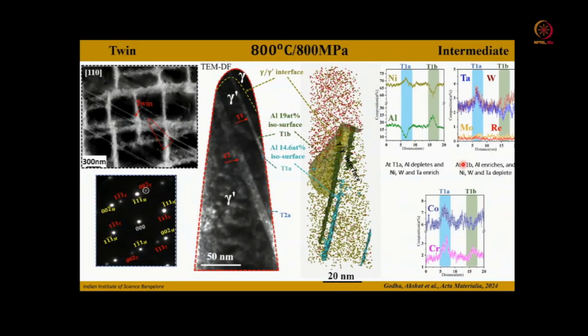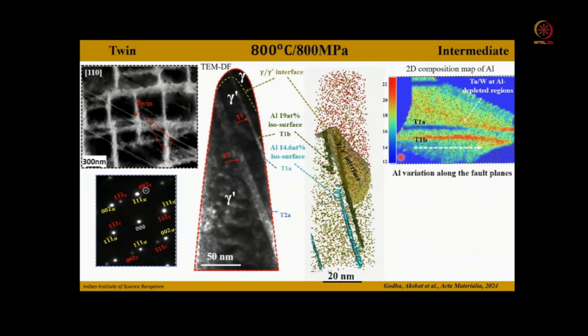For more understanding, he has plotted a two-dimensional composition map of aluminum across these twin boundaries perpendicular to the viewing direction, and you can see that the aluminum concentration at this region is less, and while going towards this direction it increases. Now he has plotted a composition profile across this twinning plane, and what he has observed is from X to Y there is a continuous decrease of aluminum composition, while there is a continuous increase of aluminum composition and continuous decrease of nickel composition.